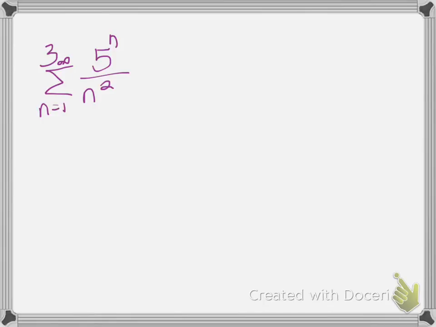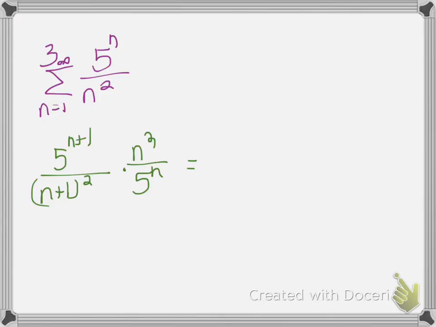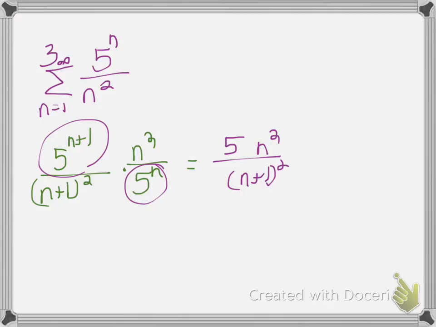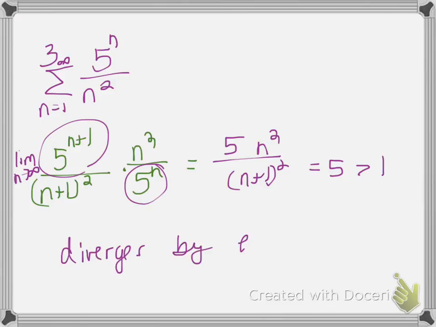Alright, so here's another one. We're going to plug in n plus 1. Divided by that thing, so then I flip it. Alrighty, the 5 to the n's, subtract exponents, so I get a 5 on the top. The n squareds just stay. And now I'm trying to find the limit as n approaches infinity. Same degree top and bottom. I get 5, which is greater than 1. So the original series diverges by the ratio test.